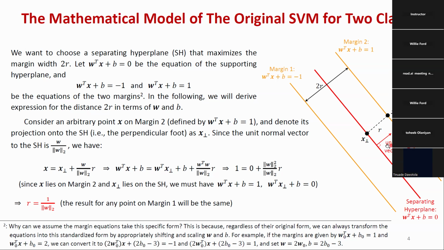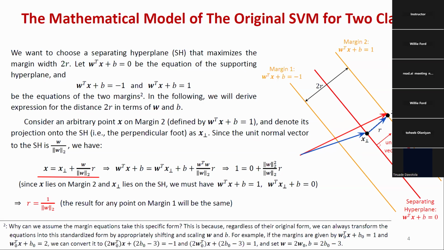And I just need to know the unit norm vector. By the geometry it is super simple: it's W divided by the length of W, the 2-norm of W. This is the unit norm direction, but how long is it? The length is R. Hence I have x equals, let me use another color, let's say blue, x equals x_per plus this vector. So how do we express this vector?